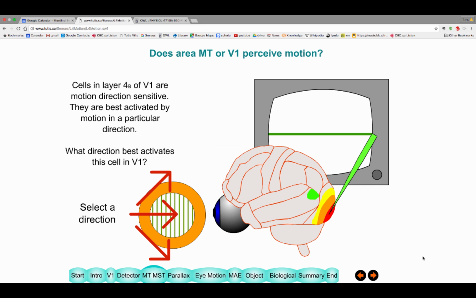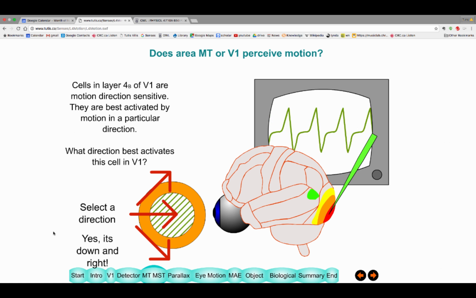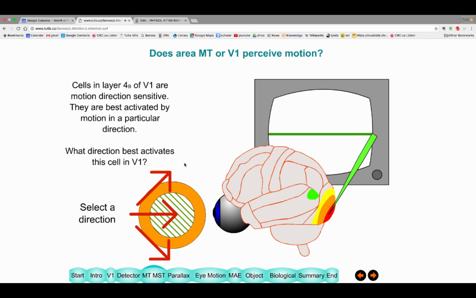Now, I mentioned that I think your perception of motion lies within area MT and not in V1. But how do I go about proving that? Well, there was a scientist way back that did an experiment like this. So he measured from a cell in V1 and later we'll see in area MT with different patterns moving in front of the eyes. And recall that a good stimulus to use is these lines when you're trying to activate cells.